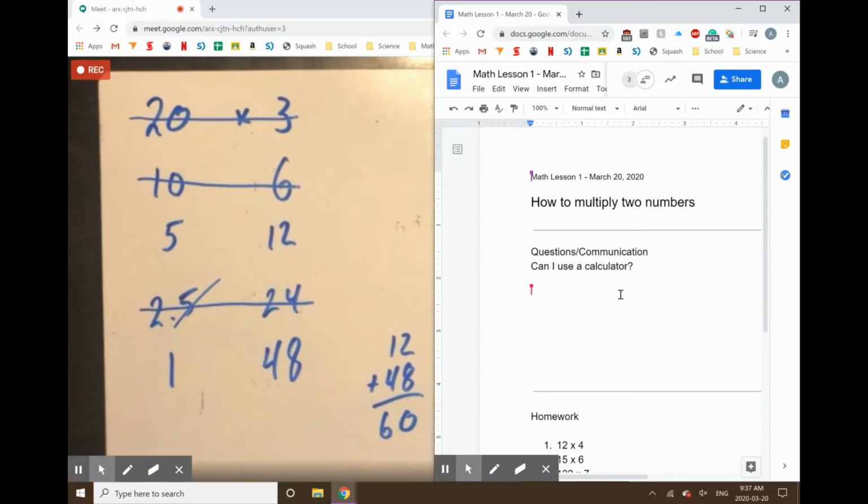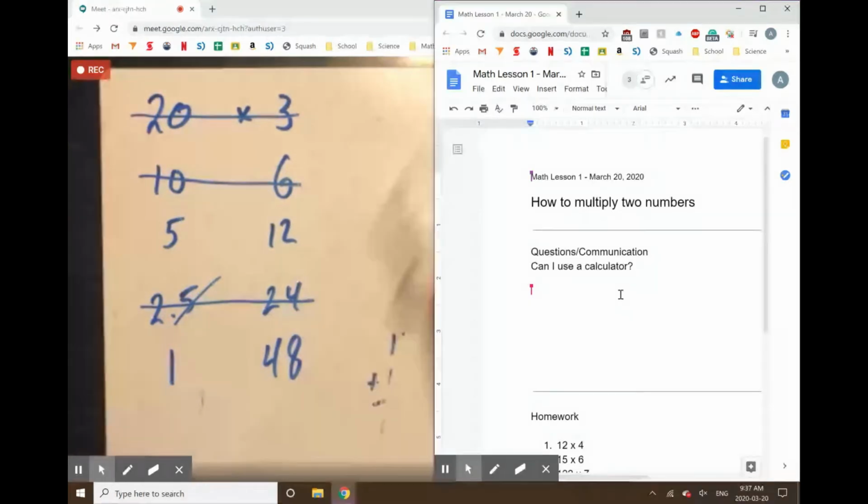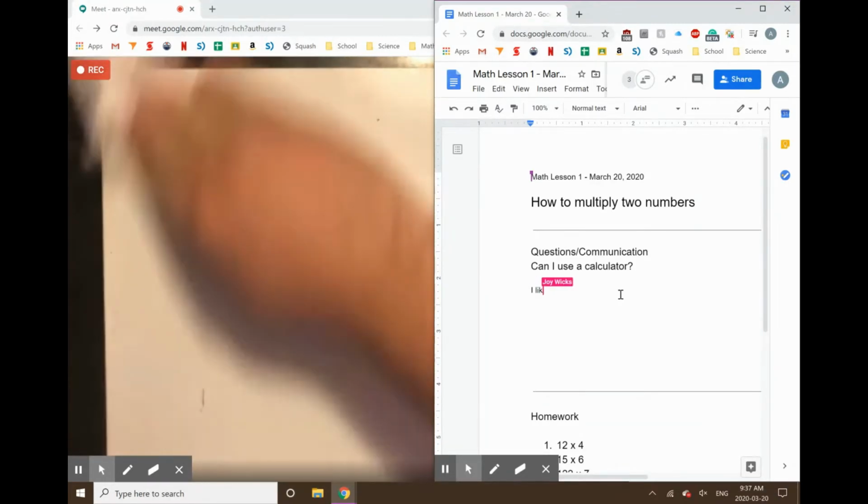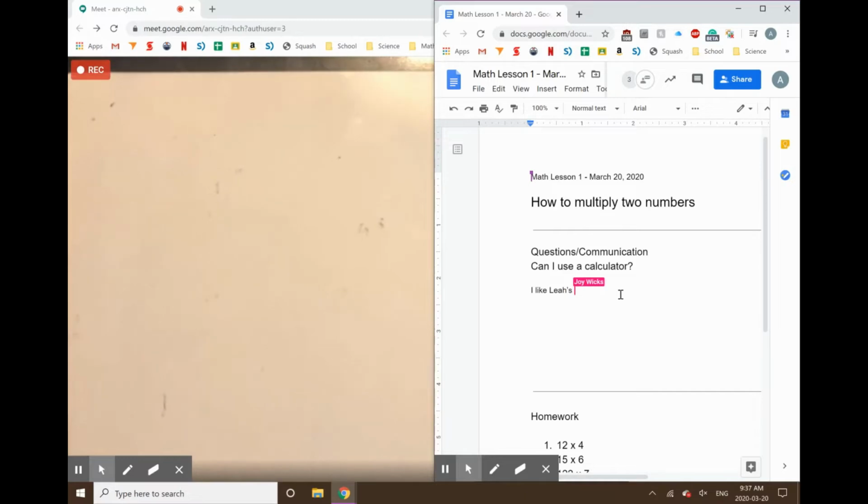Okay, so let's just do another couple of examples. Some tips on how this doubling and halving method can work.